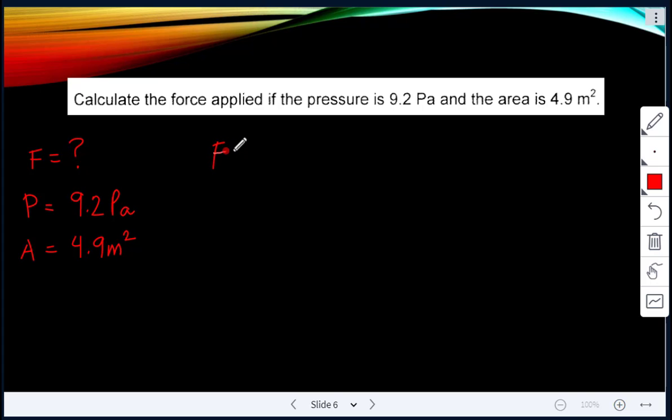So pressure times area. All right, so we're going to take our 9.2 pascals and we're multiplying it by 4.9 meters squared. And remember, the unit for force is newtons. All right, so put that into your calculator. 9.2 times 4.9, which gives me 45.08. The force is equal to 45.08, and the units are newtons.